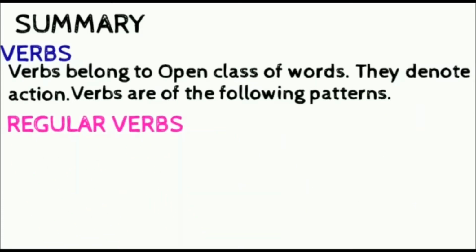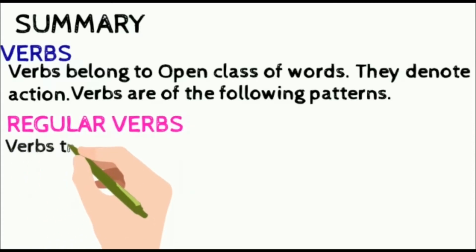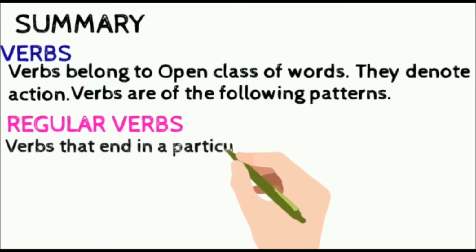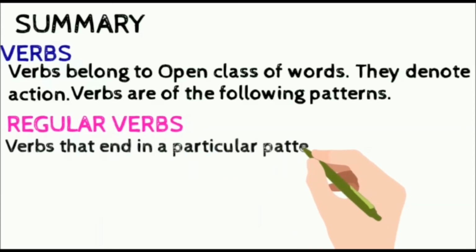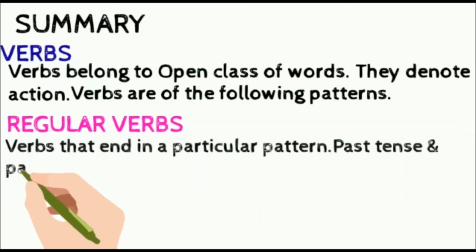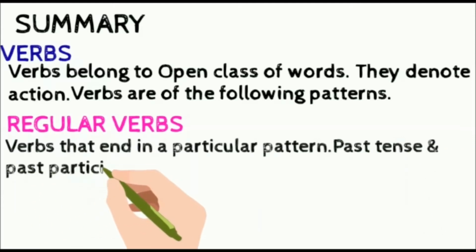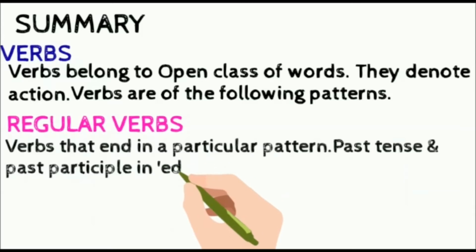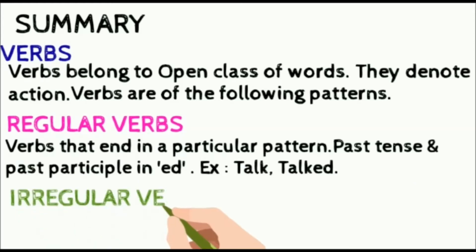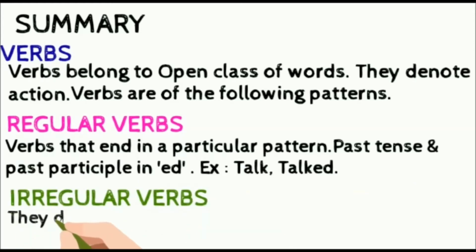First pattern is the regular verb. Regular verbs are those verbs that end in ed, which means the past tense and the past participle end in ed. They follow a particular pattern. For example, if we take the verb talk, the past tense of the verb talk is talked. Here ed has been added to the end. That is, ed has been added to the stem of the verb.